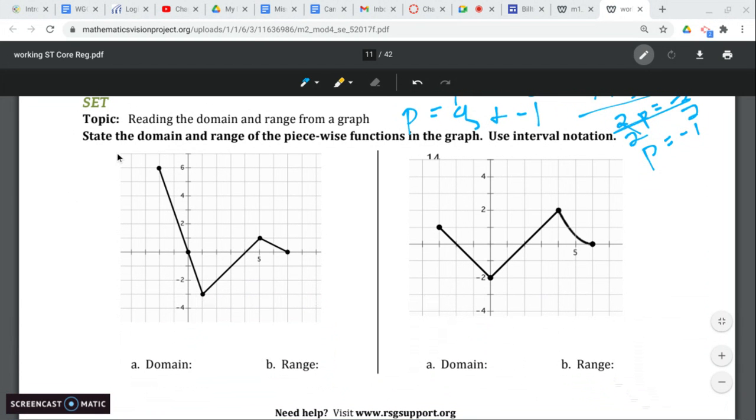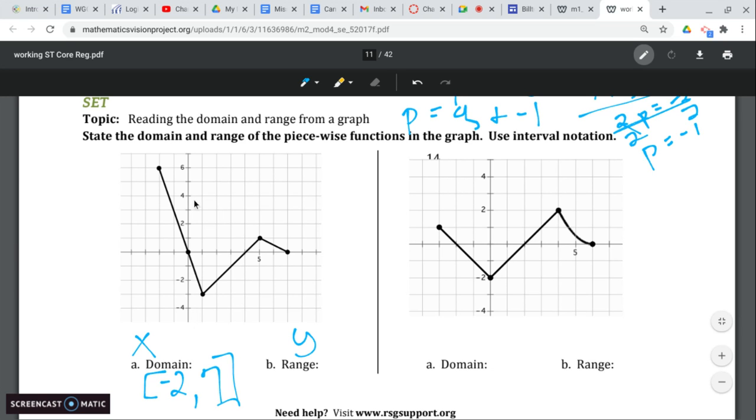Okay, so for this next section, we want to state the domain and range of the piecewise functions in the graph. Use interval notation. So if we look at this first one here, domain, remember domain is your x values, range is your y values. So the furthest to the left this function ever goes is here at negative 2. Now we go all the way to the right and see how far it goes. This is the furthest to the right point, which is at, so it's 5, 6, 7. So our domain is negative 2, 7.